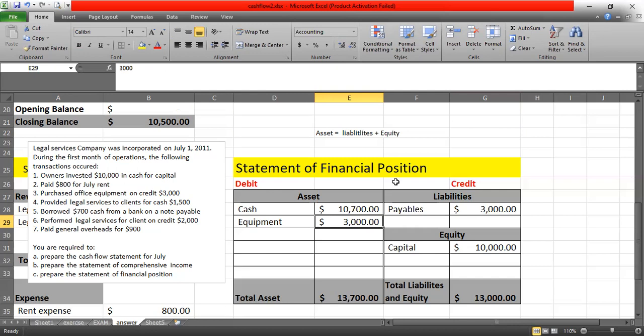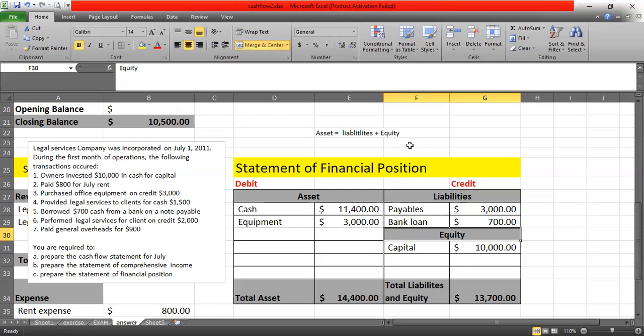Next, moving on into transaction number five, borrowed $700 cash from a bank on notes payable. Again, like I told you before, this transaction affected the cash. So therefore, there will be an increase in the cash for $700. As well, there will be an increase in the liabilities because the company borrowed from the bank. As you can see here, note payable is, as the name implies, payables. So it means the company borrows the money from the bank. So I will just simply type bank loan and type the amount of $700.